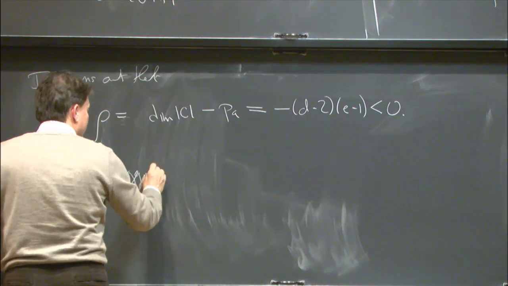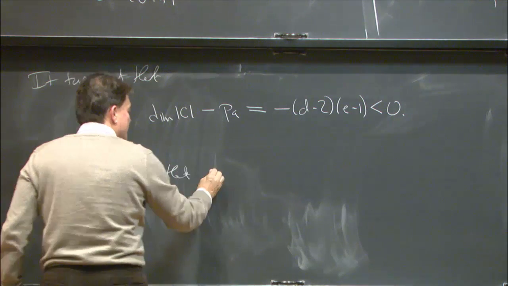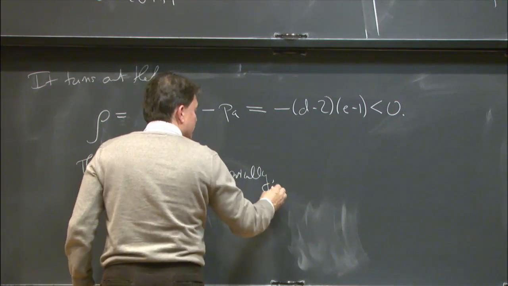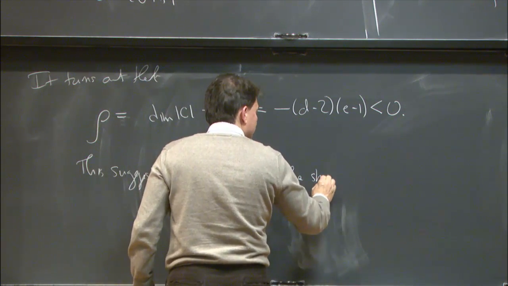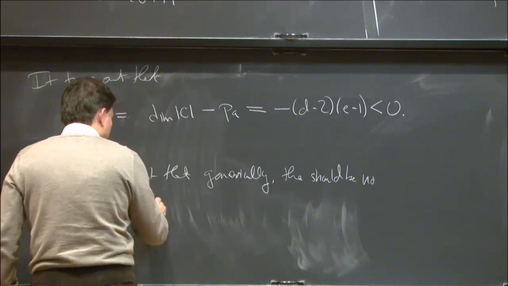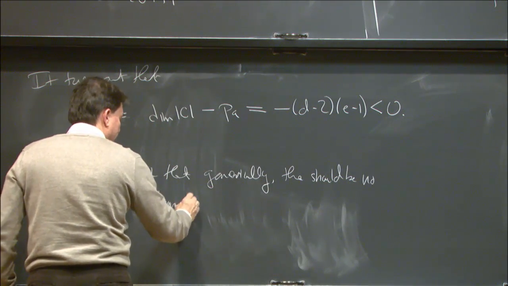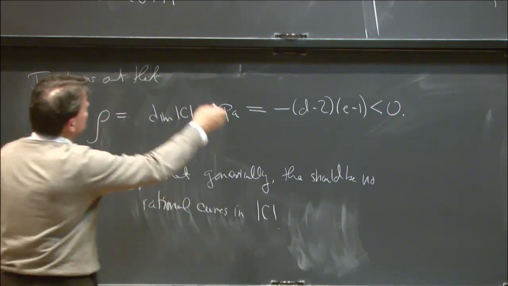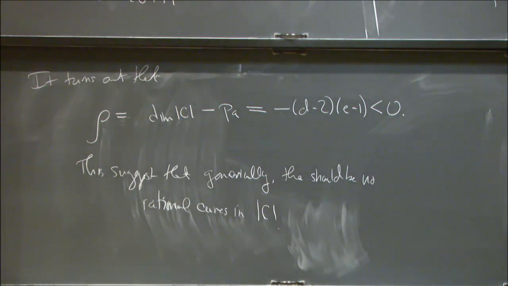suggests generically, in other words, for E generic, there should be no rational curves in this linear series C. And we started with basically an arbitrary thing that wasn't contained in the fiber, so that leads us to expect that in fact there are no rational curves at all on a general E.